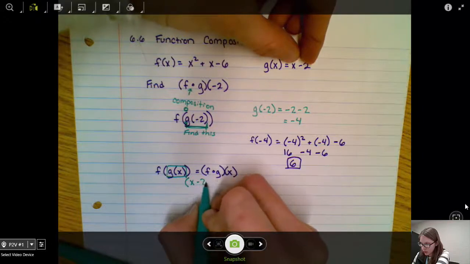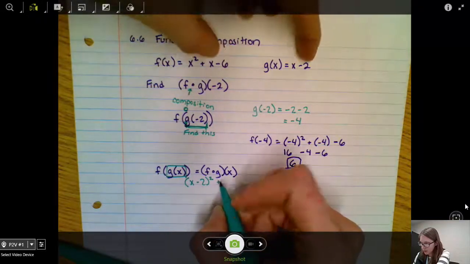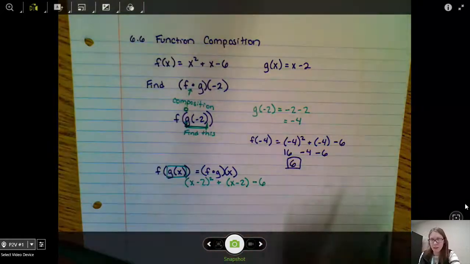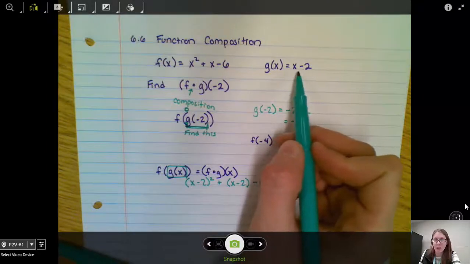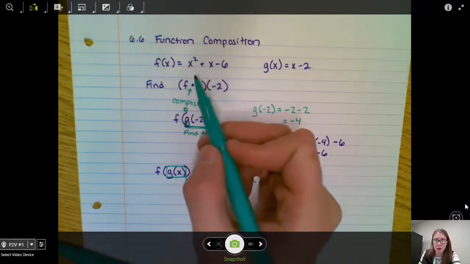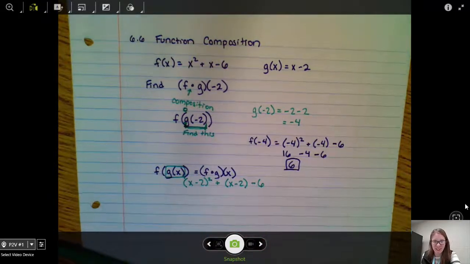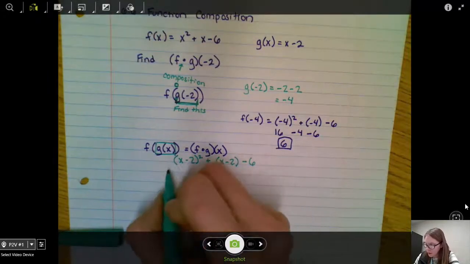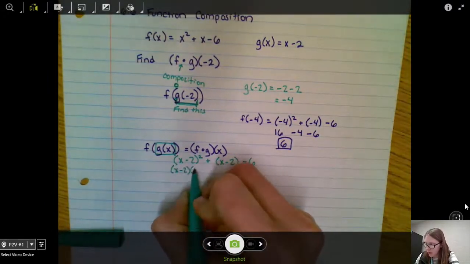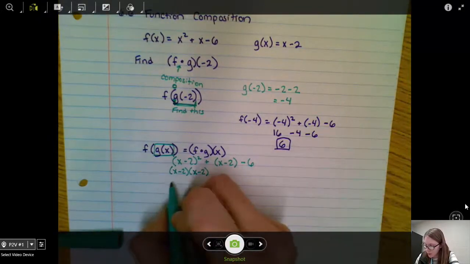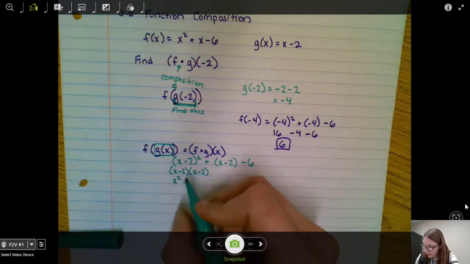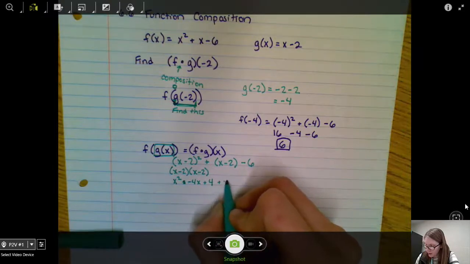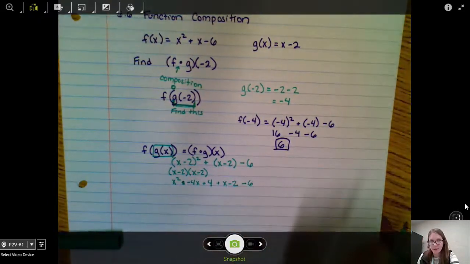We have x minus 2 all gets squared plus x minus 2 and then minus 6. So everywhere there's an x, this whole function goes, x minus 2. X minus 2 squared plus x minus 2 minus 6. And then if we wanted to simplify this, we could multiply out x minus 2 squared, remembering x minus 2 squared means x minus 2 times x minus 2. And then plus x minus 2 minus 6.